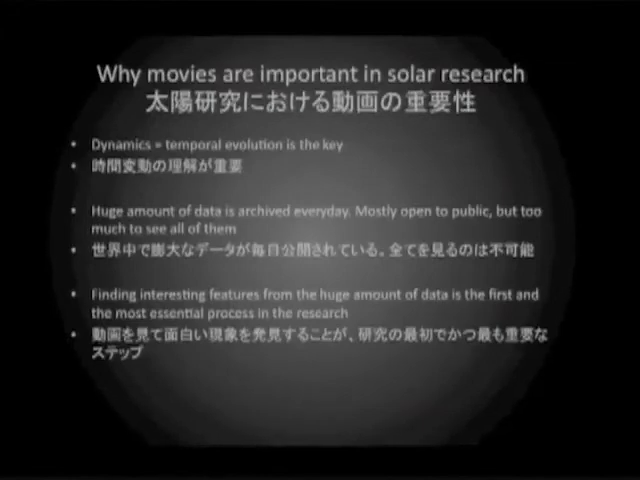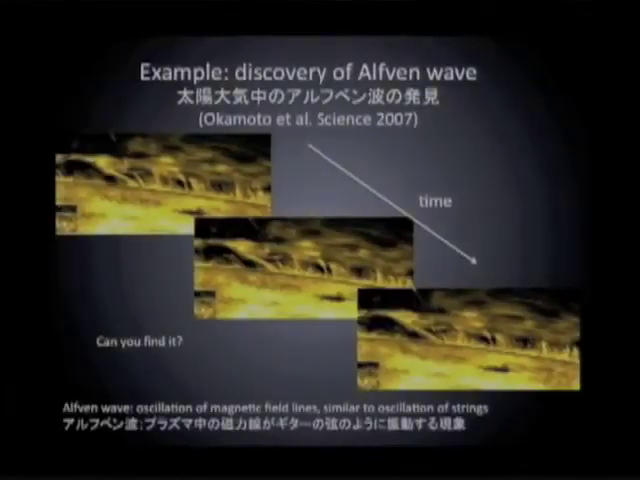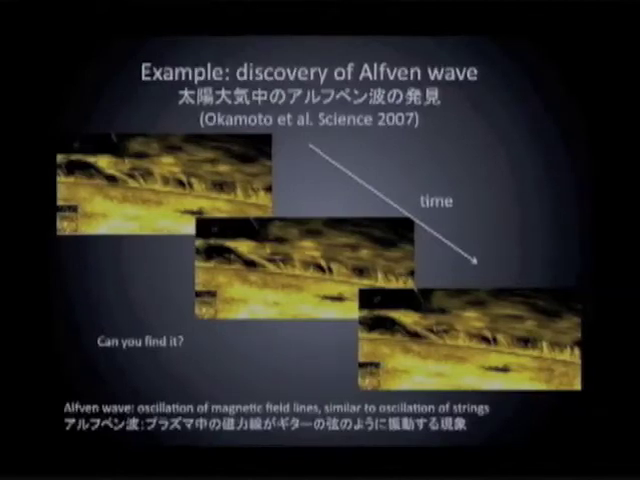What do we do then? When the data is collected, we can transform it into images. Then when we stare at the images, we can find something exciting and inspiring, and that is the very important starting point of solar study. Hinode made very large, important discoveries, and one of them was the discovery of the Alfven wave. The magnetic field lines are actually oscillating like guitar strings. So oscillation of the magnetic field lines was discovered inside the solar atmosphere. That was the biggest discovery.